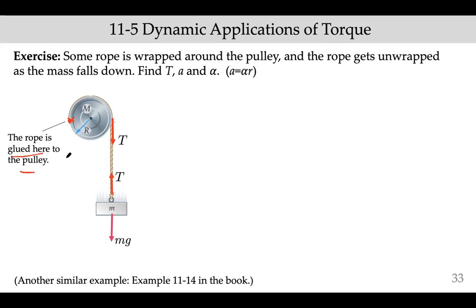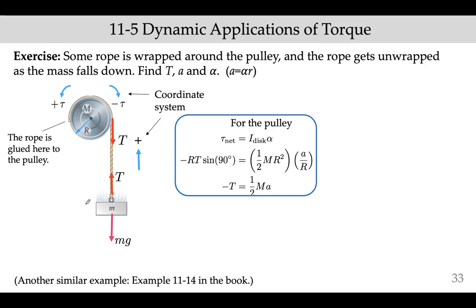Now, the first thing that we have to do is show the coordinate system, because it tells us which forces or torques we have to take as positive or negative. So here's the coordinate system. Now, the linear part of the coordinate system and the rotational part should be consistent. So if our convention is counterclockwise is positive, then in this case the up direction should be positive. So as you can see, this one and this one are consistent. Okay, so we chose our coordinate system.